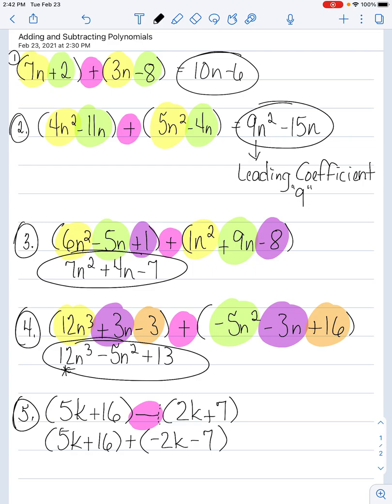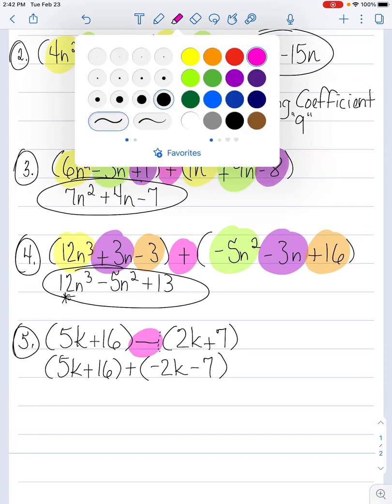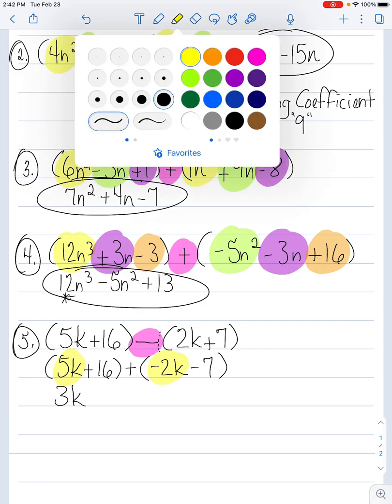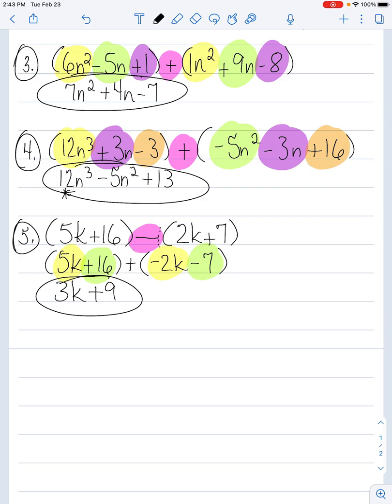Now I do it just like I did the first four examples. I combine like terms. So the first thing I see is k. So 5k minus 2k is 3k. And then I have 16 minus 7, which is a positive 9. So when you subtract polynomials, it ends up being 3k plus 9. My leading coefficient is 3. That's my first coefficient there. So my leading coefficient is 3. I'm sorry, I might have said 9.